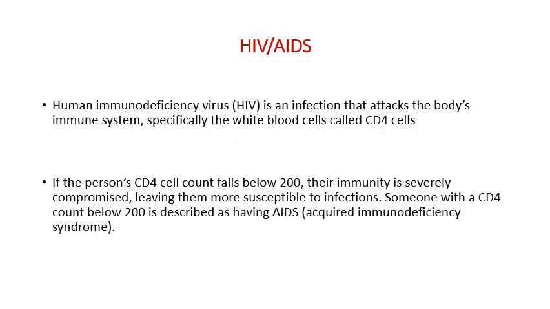So HIV, human immunodeficiency virus, is an infection that attacks the body's immune system, especially the CD4 T helper cells. It destroys the CD4 cells, and if the person's CD4 count falls below 200, then their immunity is severely compromised, which leaves them susceptible to various opportunistic infections. So whenever the CD4 count falls below 200, with coexisting opportunistic infection, then the patient is said to have AIDS, acquired immunodeficiency syndrome.